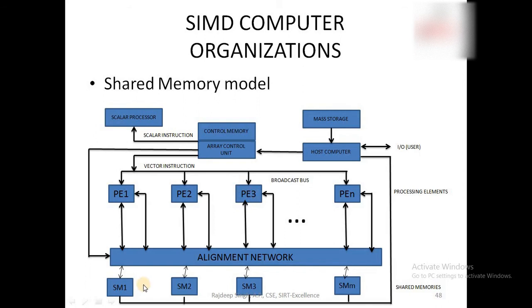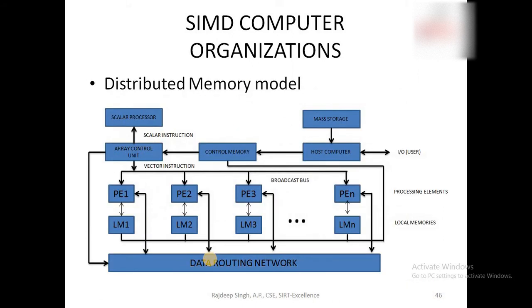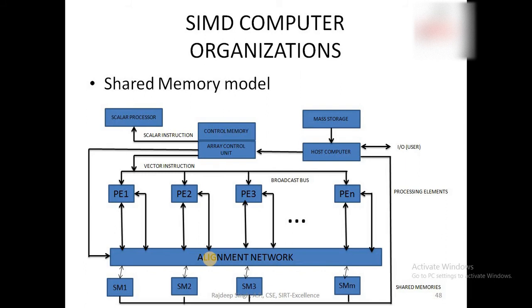Similarly, other processing elements can share any shared memory module. So the type of memory which is available here is of shared type, and this shared memory is accessed through an alignment network. In the previous model we were using a data routing network to route the data for resolving dependency, but here we are using an alignment network which helps the processing element to get access to the shared memory modules.